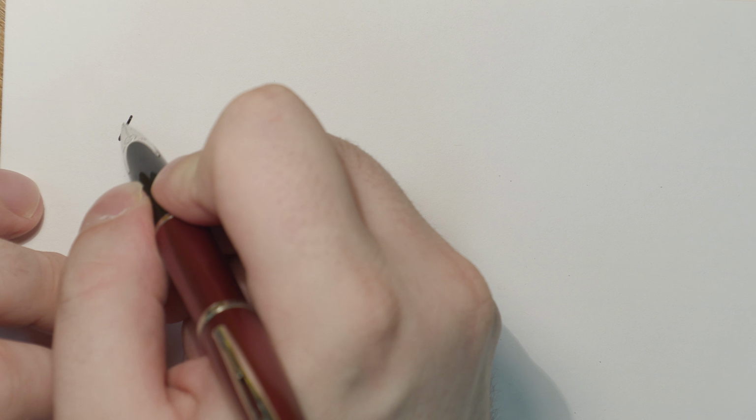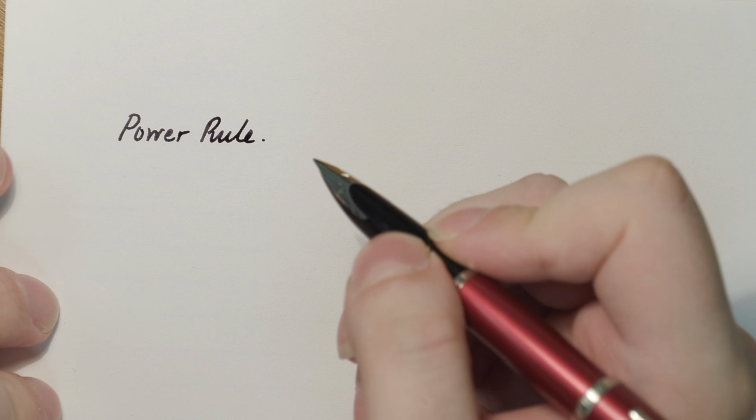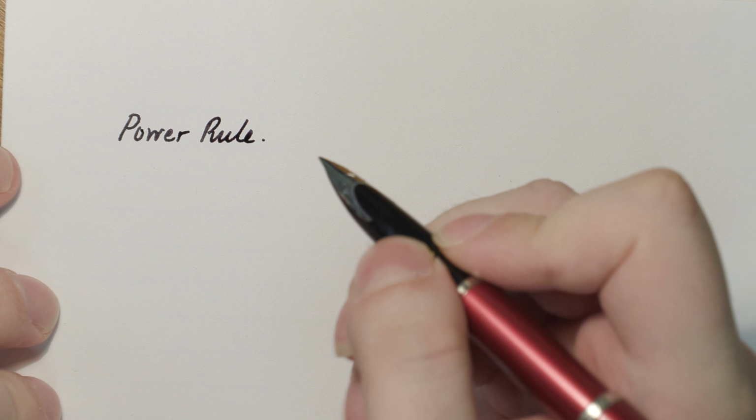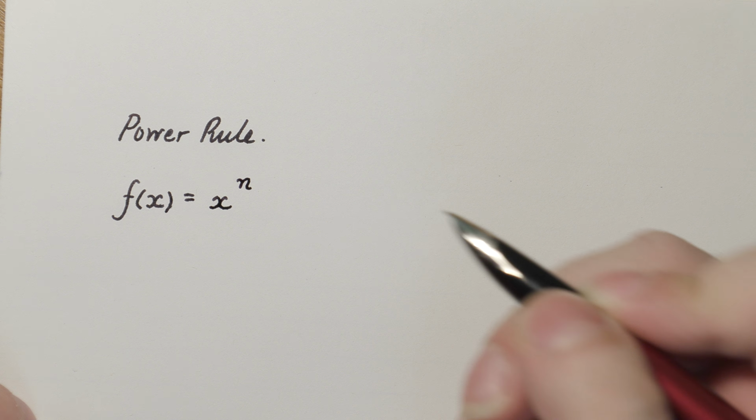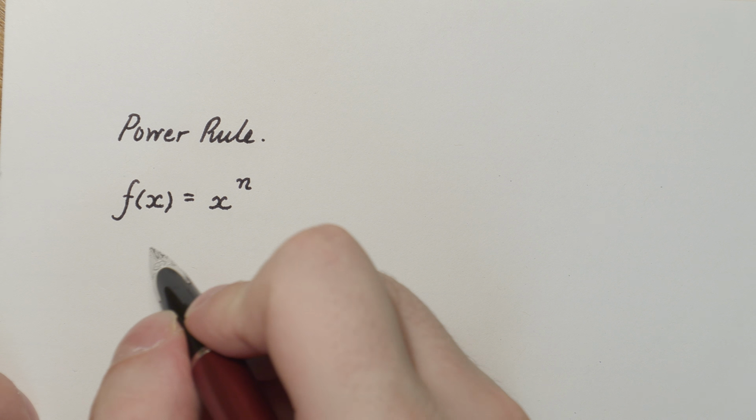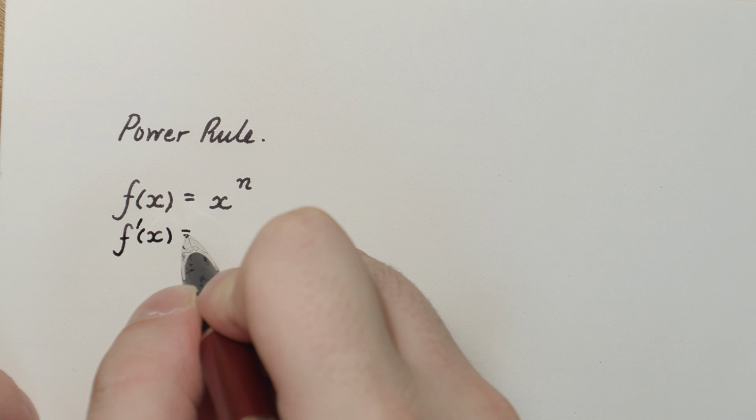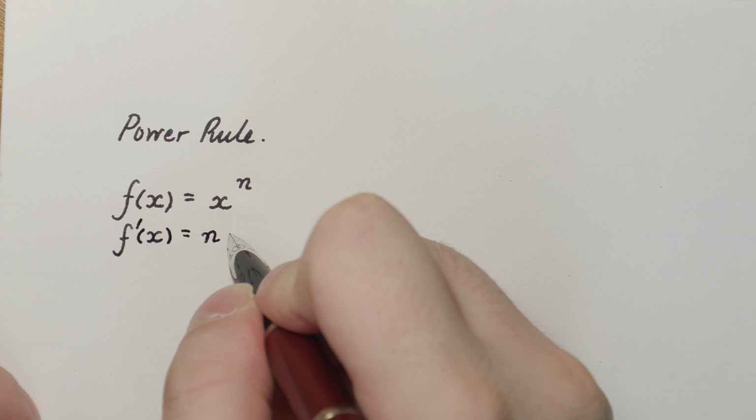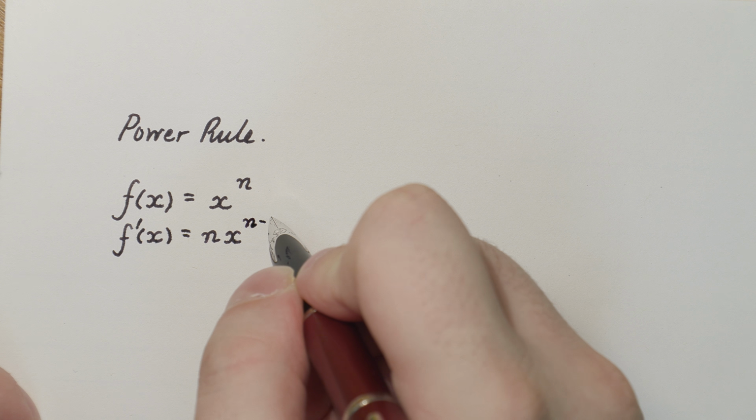Okay, in this video we're going to review the power rule. So, what is the power rule? The power rule for the derivative: if I have some function, let's say f of x is equal to x to the n, where n is some constant, then if I take the derivative of this, the n comes down in front, I'm left with x, and the exponent decreases by 1.